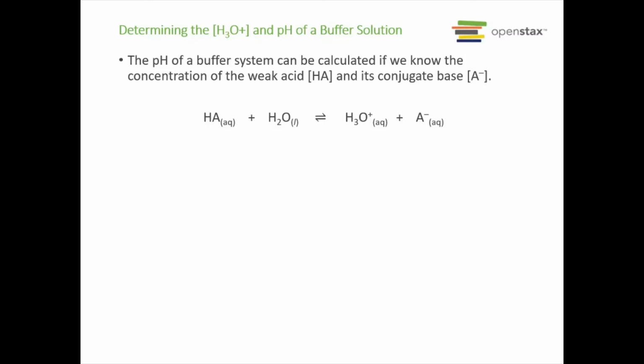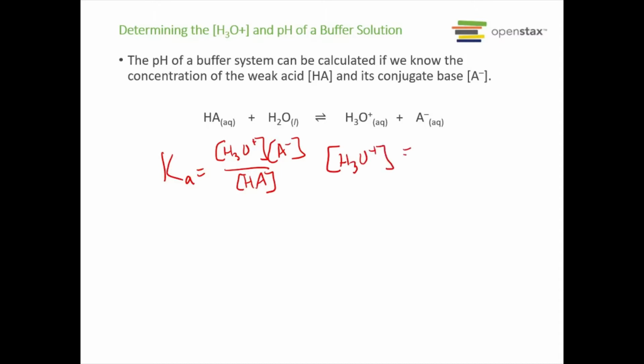we can calculate the pH of a buffer system if we know the concentration of the weak acid and its conjugate base. So let's look at Ka for this reaction. That would be H3O times A minus over HA. If we start by rearranging this to solve for H3O, we get that the hydronium concentration is equal to Ka times our concentration of HA over base.